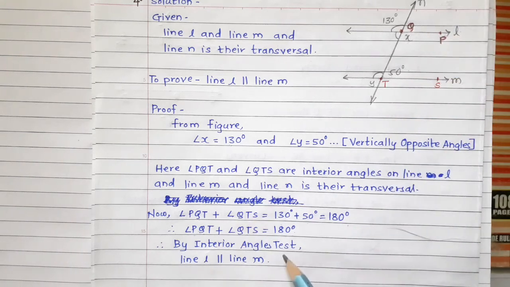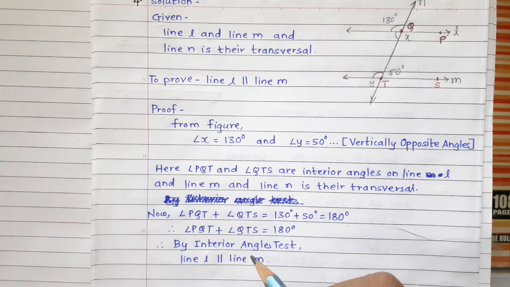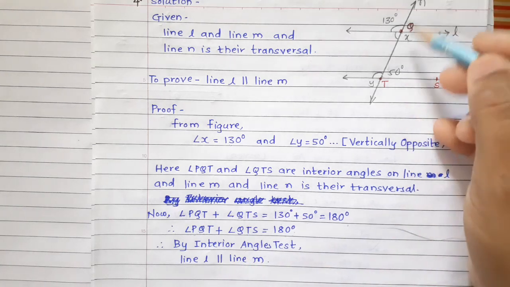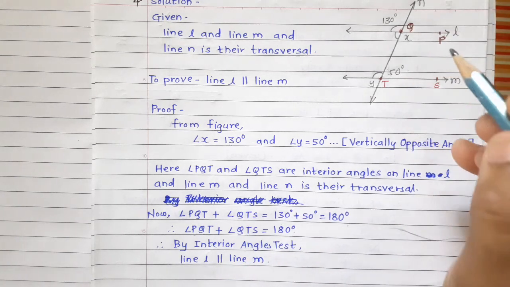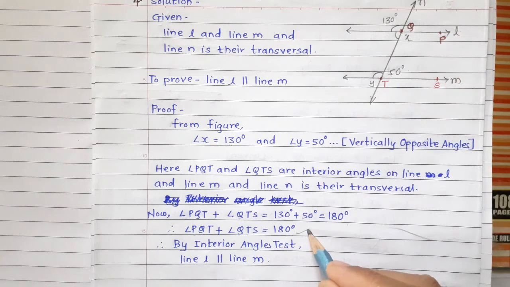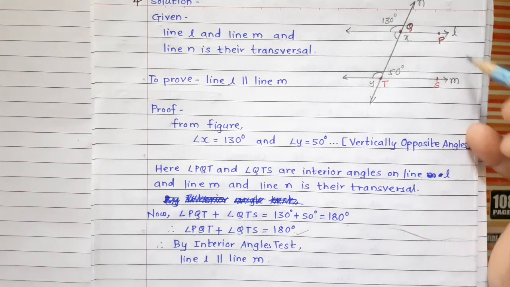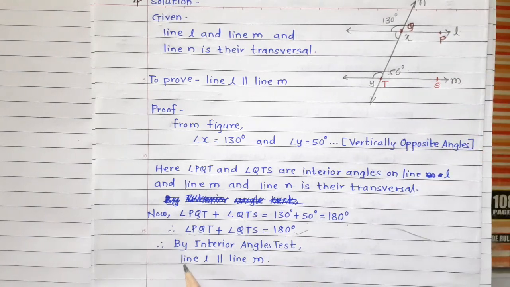So by the interior angle test, what is the interior angle test? If the interior angles formed by a transversal of two distinct lines are supplementary, then the two lines are parallel. That means if the interior angles formed by a transversal are supplementary, then the two lines are parallel. Therefore line L is parallel to line M.